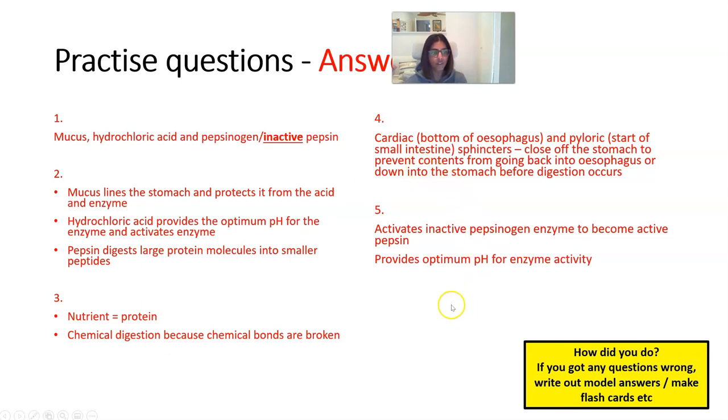Okay, so here are the answers to the questions. Hopefully you were able to successfully write down answers for those. If you didn't, it's really important that you stop here and review your notes and perhaps write out some model answers, flashcards, do some notes to help you remember this content before moving on.